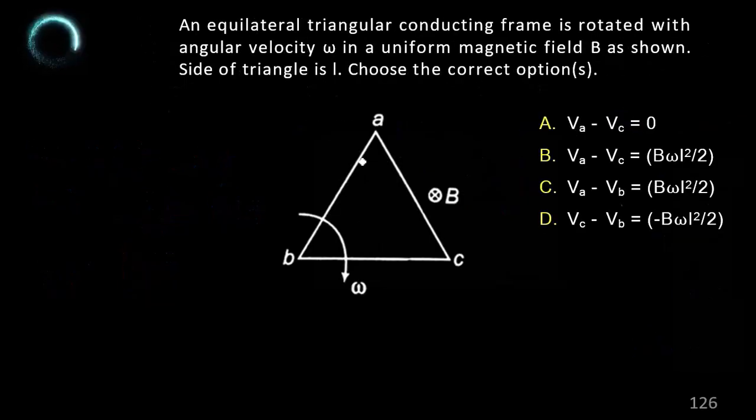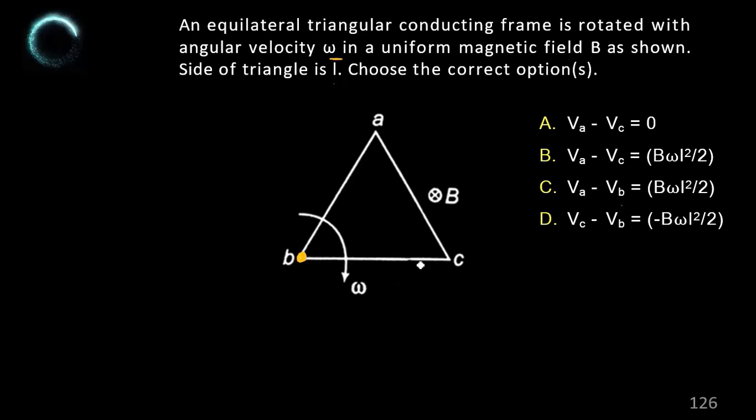So let us say this. An equilateral triangular conducting frame is rotated with an angular velocity omega in a uniform magnetic field B as shown. B is cross. The side length is L. Choose the correct option. Now B is the fixed point, B is the pivot point.